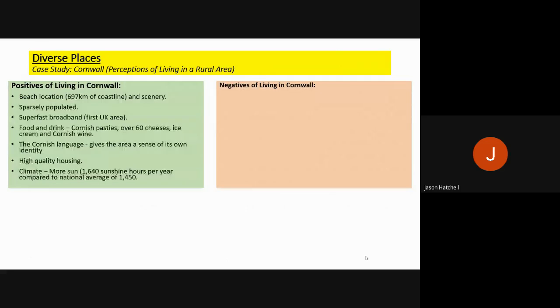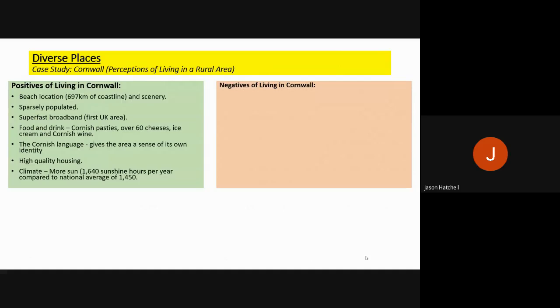So it's a beach location. It has beautiful scenery. It's sparsely populated, not overcrowded. It has super fast broadband. It was one of the first areas in the UK to have it. It was a pilot area. It has its own sense of identity in terms of Cornish pasties, 60 different types of cheeses, Cornish wine, Cornish ice cream, and so on.